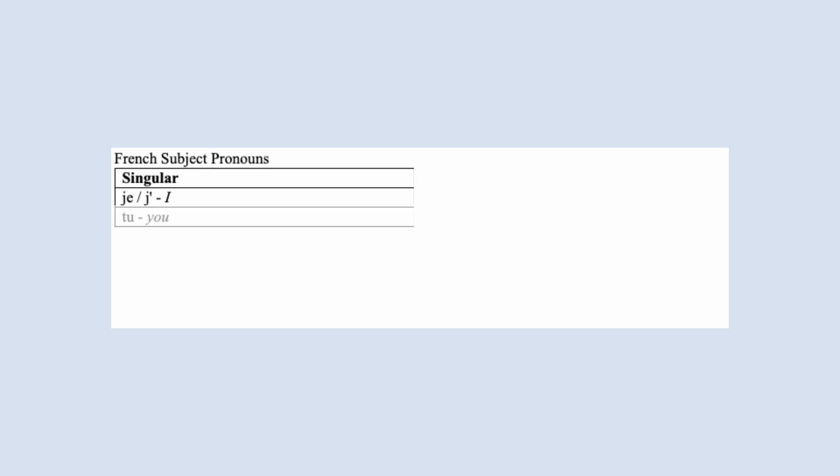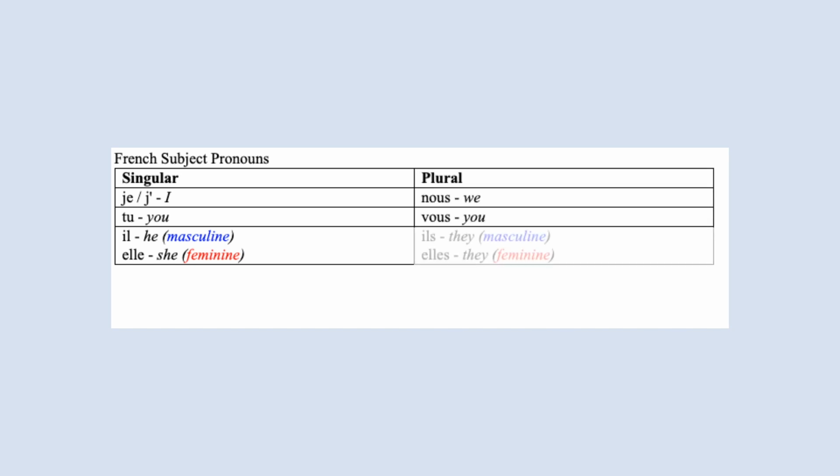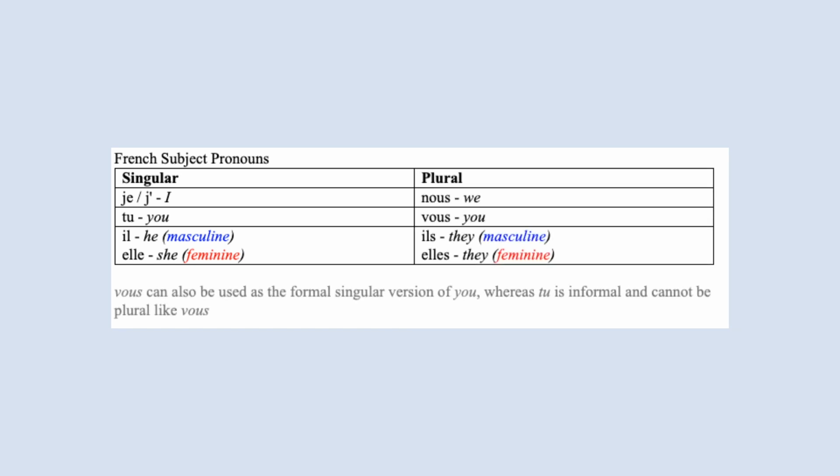The French subject pronouns are je, tu, il, elle, nous, vous, ils, elles. Vous can also be used as the formal singular version of you, whereas tu is informal and cannot be plural like vous.